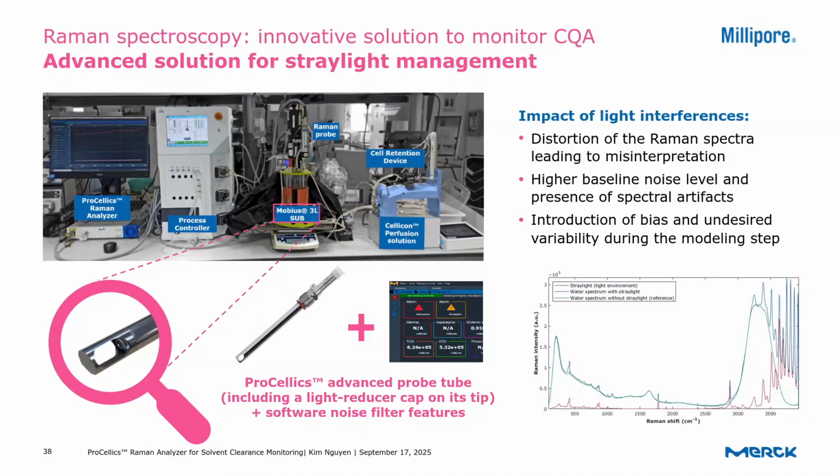Additionally, stray light can result in saturation of the signal monitored by the Raman analyzer. This can result in total loss of the data in those areas where saturation occurs. Our light reduction probe includes a light reducer cap on the tip, and the software includes noise filter features.